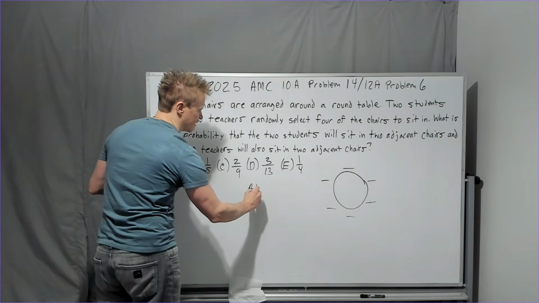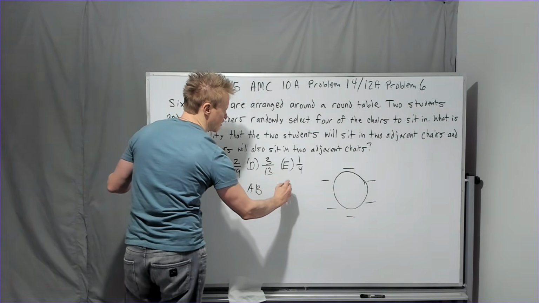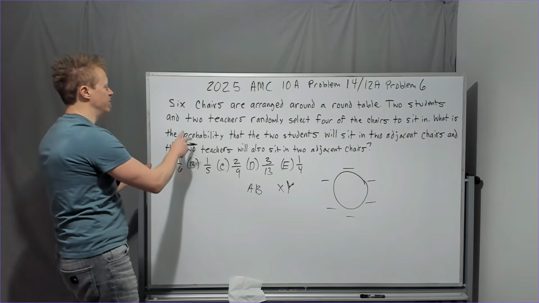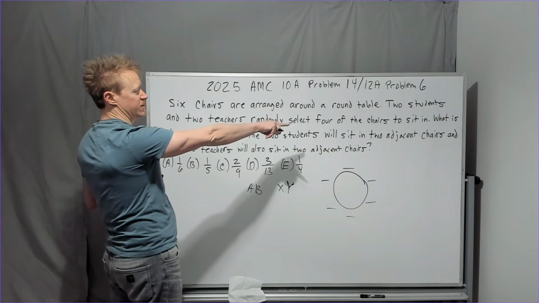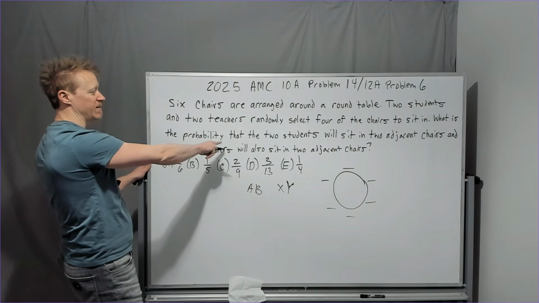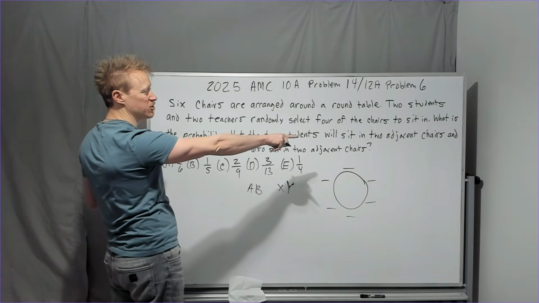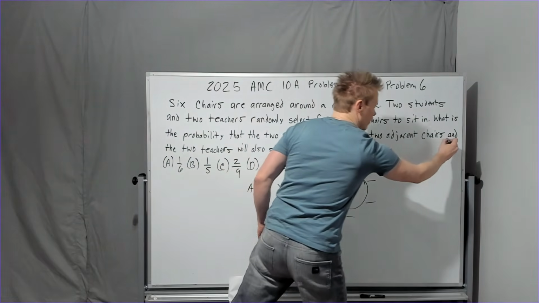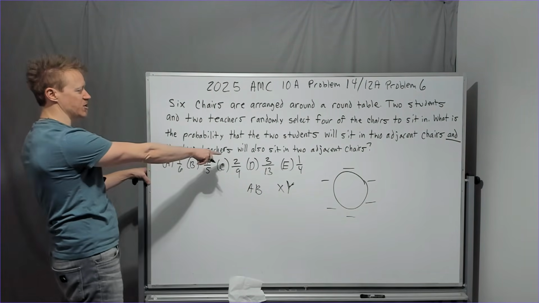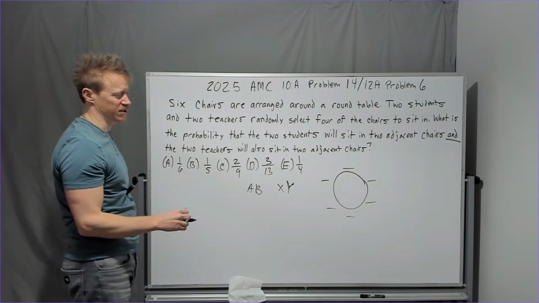I'm going to name my students A and B and my teachers X and Y, far from each other. That way we know they're 2 apart. To sit in. Randomly select 4 of the chairs to sit in. What is the probability that the 2 students will sit in 2 adjacent chairs, keyword and, which means you're going to multiply the results, the 2 teachers will also sit in 2 adjacent chairs?